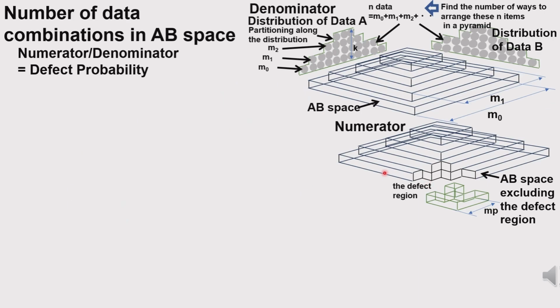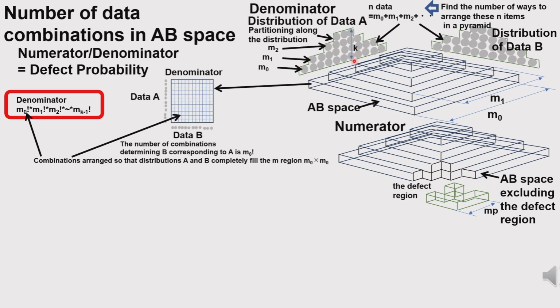The probability that no data points appear in the missing region is given by the ratio between the number of ways data can be arranged in the entire pyramid shown in the denominator, and the number of ways data can be arranged in the pyramid with the missing region removed, shown in the numerator. When we have between 100 and 10,000 data points, and the distribution fills all the way to its boundaries, the pyramid typically has 6 or 7 layers.